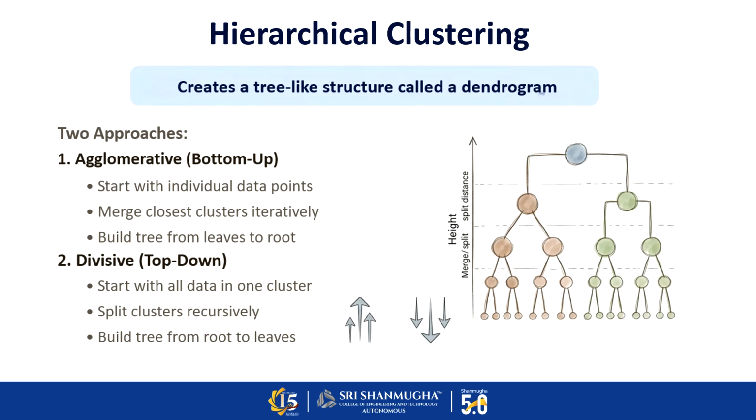Starts with all data points in one single large cluster. Recursively split the cluster. Divisive, split the cluster into smaller ones. So it continues until each point is its own cluster. So the dendrogram grows downward from root to leaves. That's why it is a top-down approach.